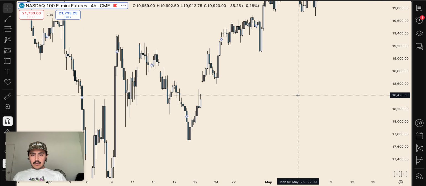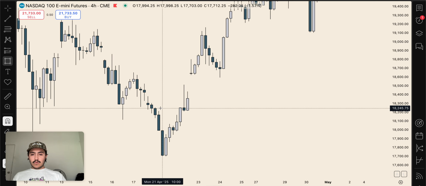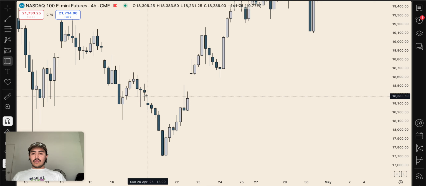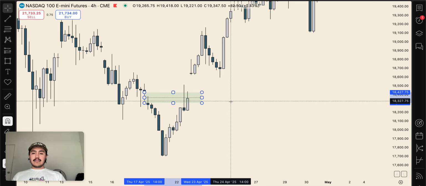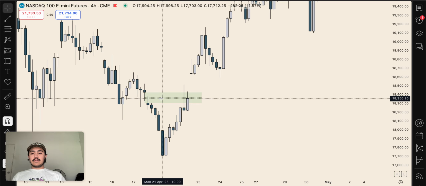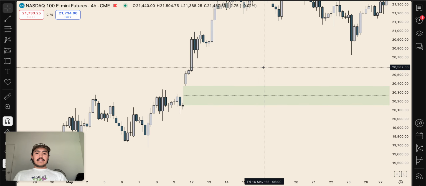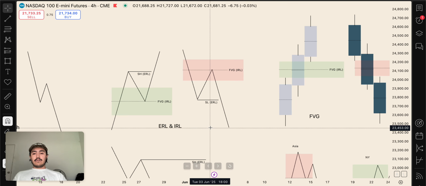Let's see if we can find a liquidity imbalance. So this is a liquidity imbalance. It's when we have the bodies not touch, but it's only wicks overlapping, and that is a liquidity imbalance. So yes, that is our IRL, our internal range liquidity.